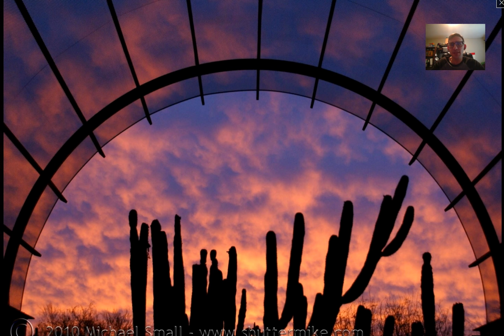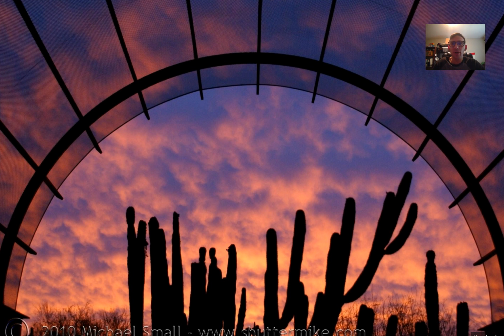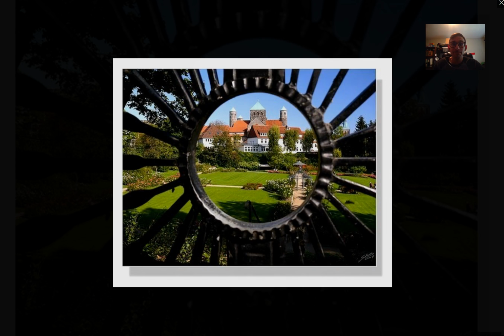Lines, framing, simple background. As you're looking at each of these photos, think about the story. What's the story being told? Lines and framing.